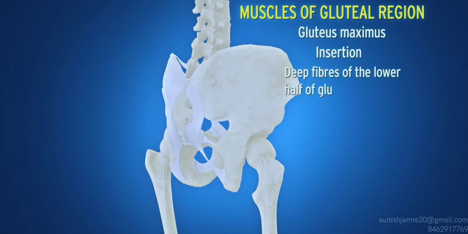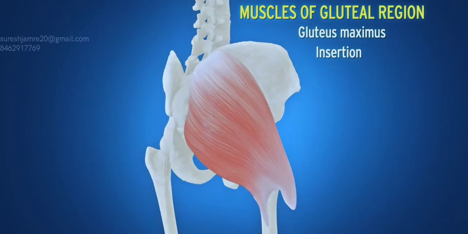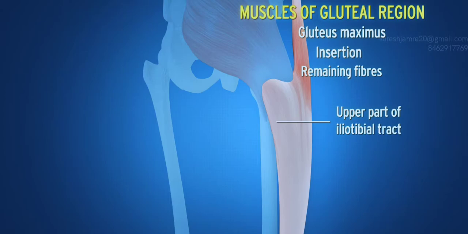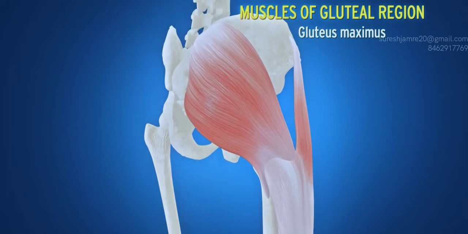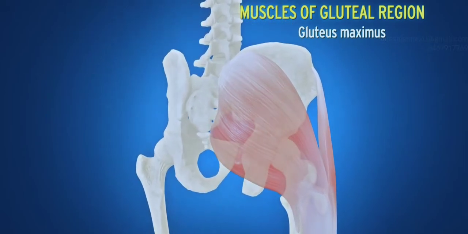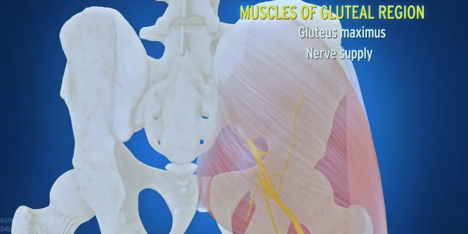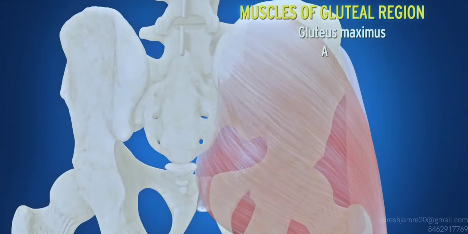Insertion: deep fibers of the lower half of gluteus maximus insert into the gluteal tuberosity of femur. The remaining fibers form an aponeurosis and insert into the upper part of iliotibial tract. Nerve supply: gluteus maximus is supplied by the inferior gluteal nerve.